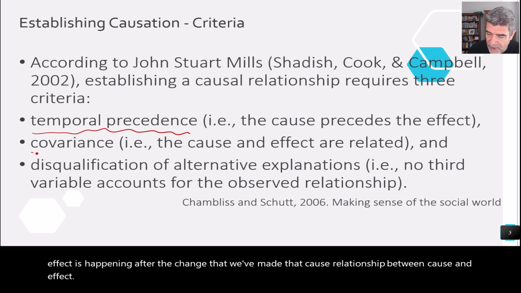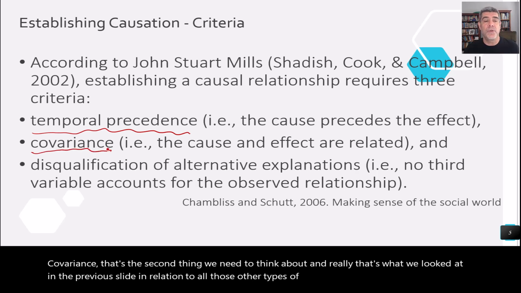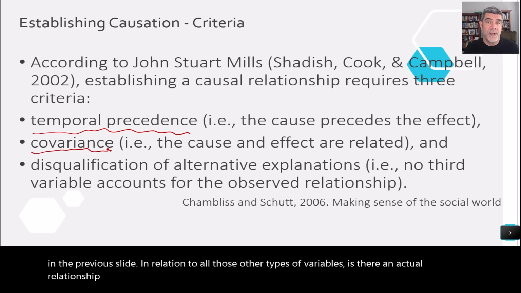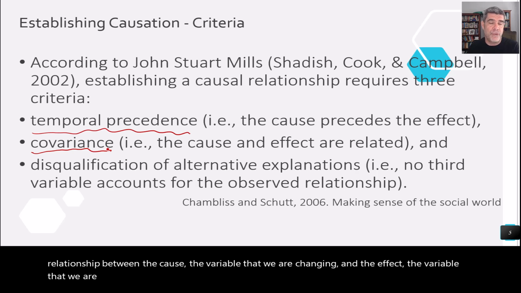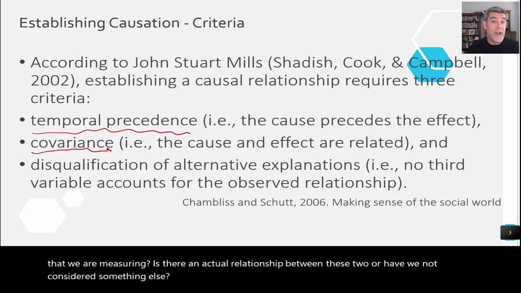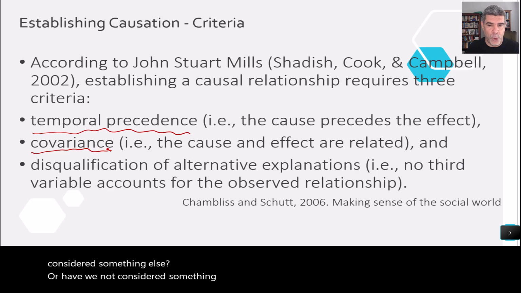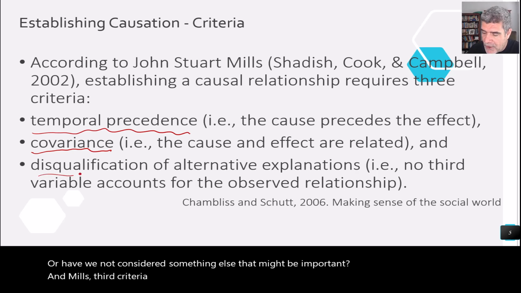Covariance, that's the second thing we need to think about. Is there an actual relationship between the cause, the variable that we are changing, and the effect, the variable that we are measuring? Is there an actual relationship between these two, or have we not considered something else that might be important? And Mill's third criterion is disqualification of alternate explanations.